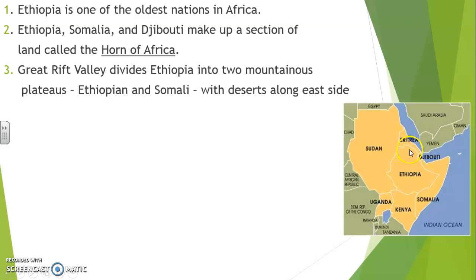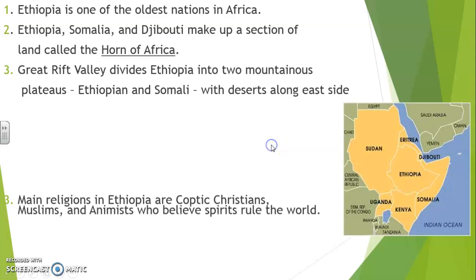Great Plateau, I mentioned it before, runs right down the center and goes through Kenya and into Tanzania. That divides it into two plateaus that you'll read about in today's reading, the Ethiopian and Somali. And then we have deserts along the eastern side.